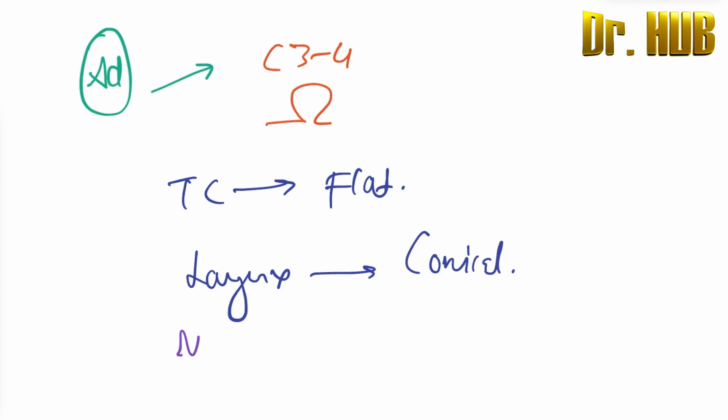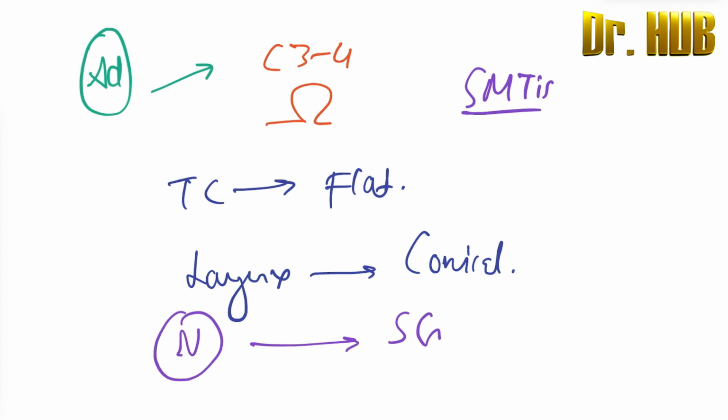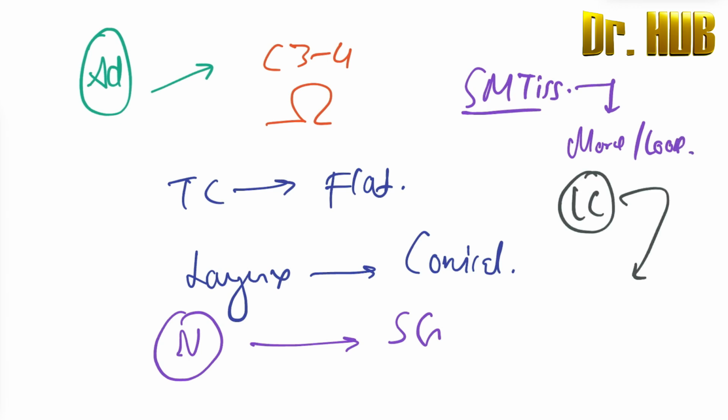So what is the narrowest part? The narrowest part is going to be the subglottis. So how is the submucosal tissue? The submucosal tissue is going to be more and it is loose. So how is the laryngeal cartilages? The laryngeal cartilages will be soft and it will be collapsible.